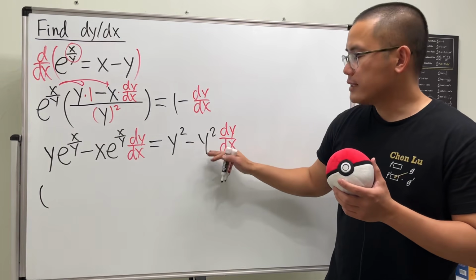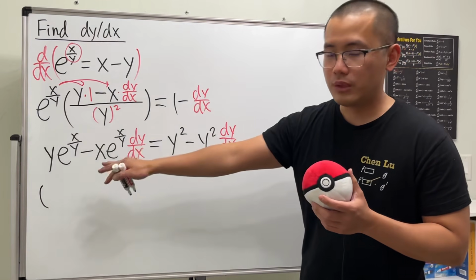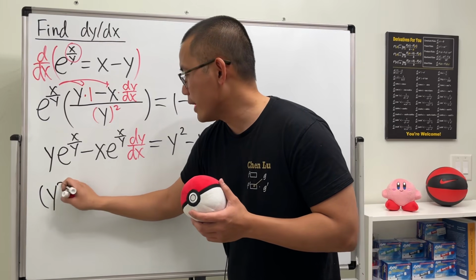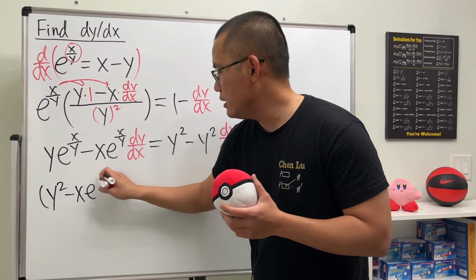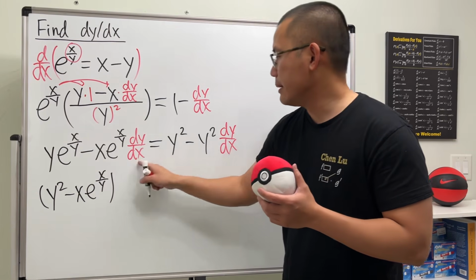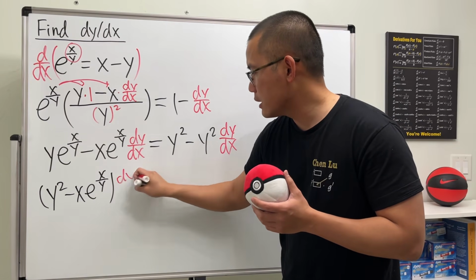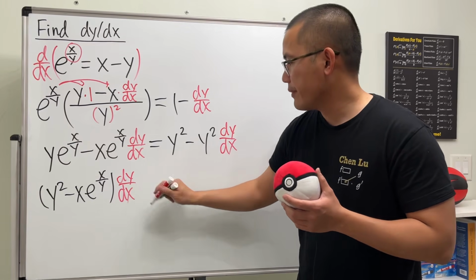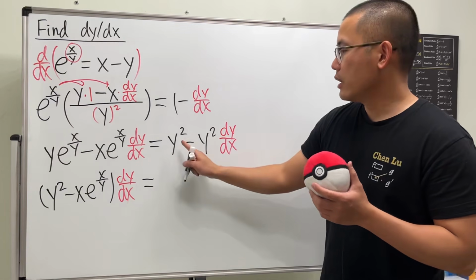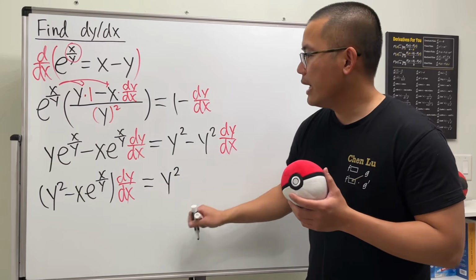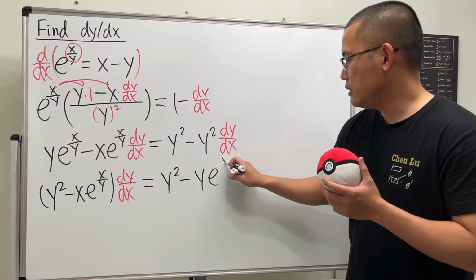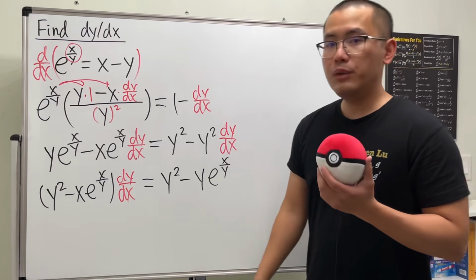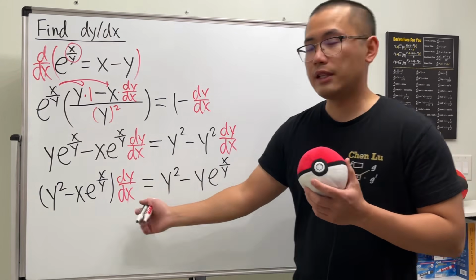This is negative y squared. Once we move to the left hand side, it becomes positive y squared. And then we have this, which is minus x e to the x over y. And both of them have that dy/dx. Yeah, and this is equal to, here we have this y squared, and here we have that. So we'll just minus y times e to the x over y. And you know it, we'll just divide this on both sides and that'll be it.